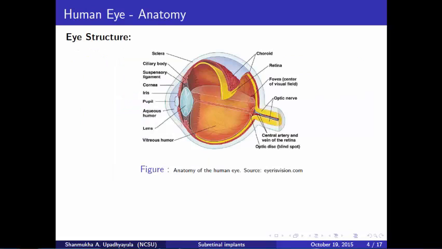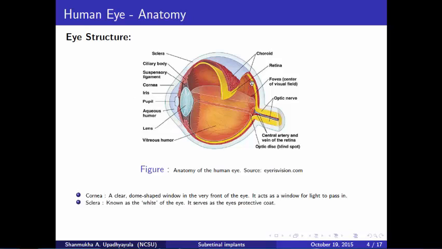It is important to understand the anatomy of the human eye in order to understand the way vision is perceived. So in the couple of slides which follow this one, we'll be talking about some brief aspects of human eye anatomy. Cornea is a clear dome-shaped window at the front of the eye, which lets the light pass in, and sclera is the white protective coat which protects the eye. Lens is a crystalline structure that focuses the light onto the retina. It adjusts its shape for close and distance vision.